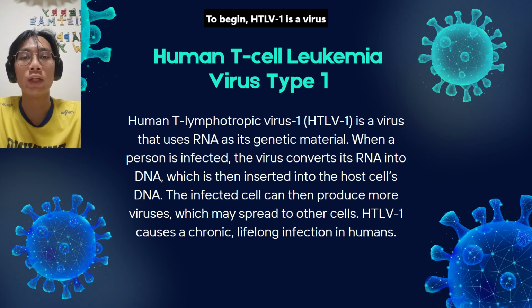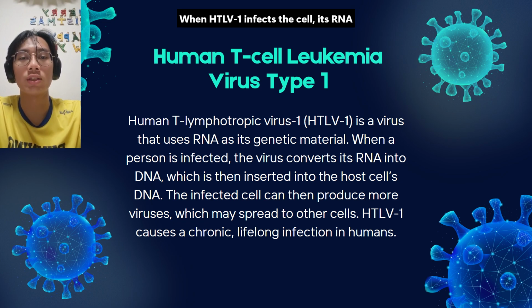To begin, HTLV1 is a virus that uses RNA as its genetic material. When HTLV1 infects a cell, its RNA is converted into DNA. This viral DNA is then inserted into the host cell's own DNA. Once this occurs, the viral genetic material can remain within the infected cell and can later be used to produce more viral RNA and proteins. These components can eventually form new virus particles, which may then spread to other cells.